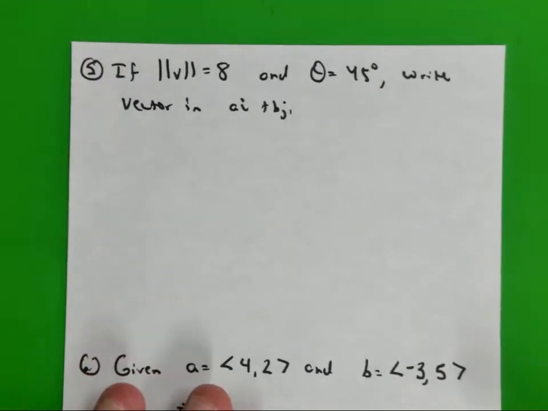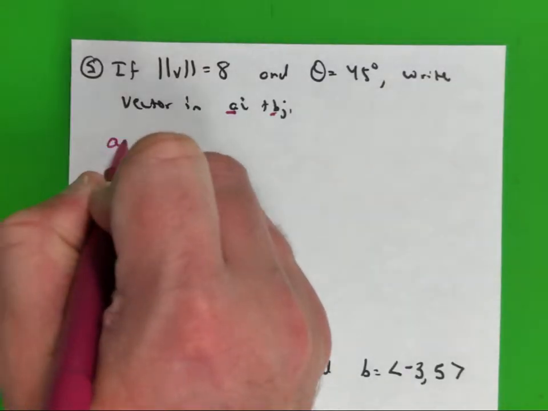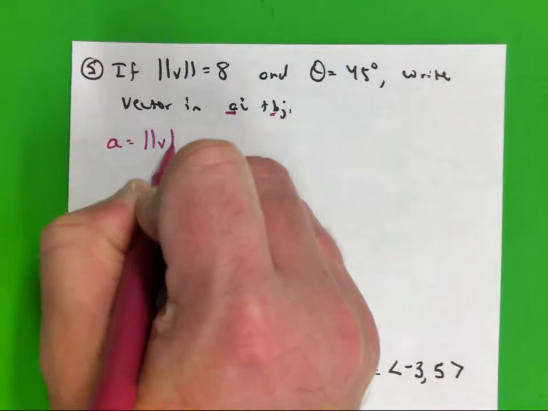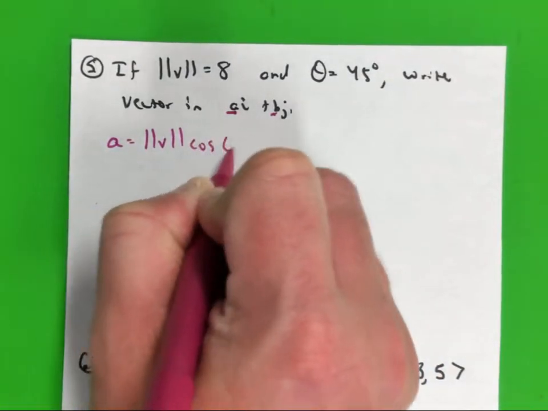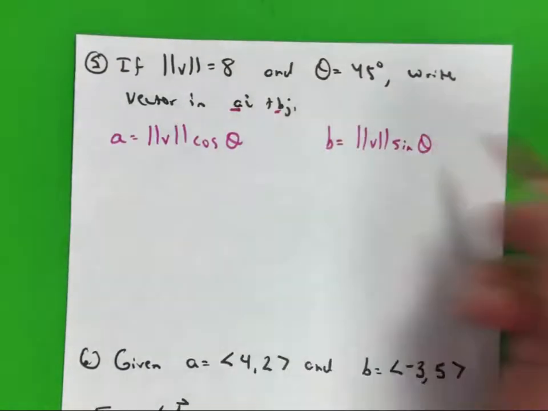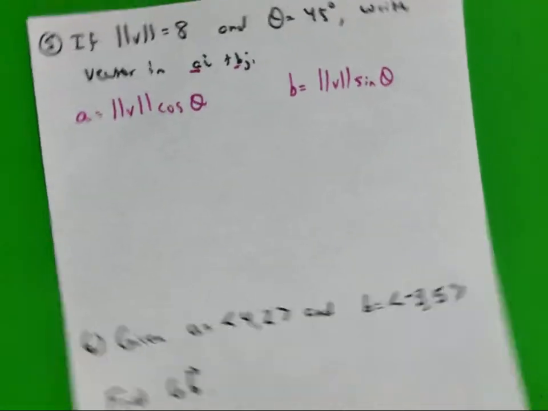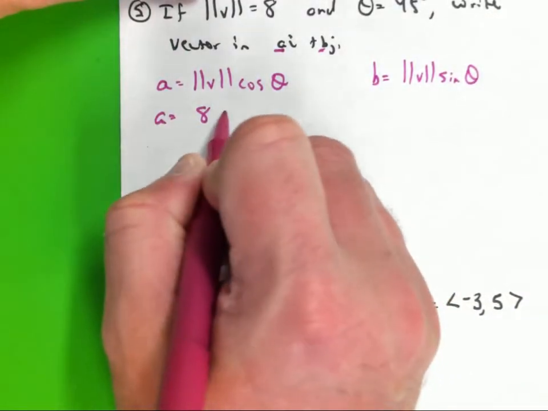Okay, let's look at these two. Number 5. It says, if the magnitude is 8 and theta equals 45, write the vector in ai plus bj. Remember, we've got to have an a and a b. If you remember, a equals what? The magnitude times what? Very good, Max. Cosine theta. And b equals the magnitude times the sine of theta.